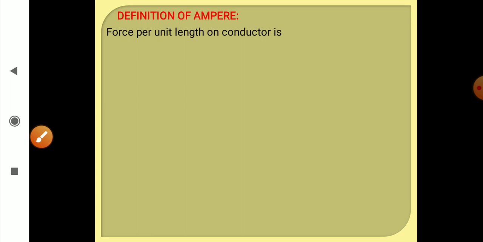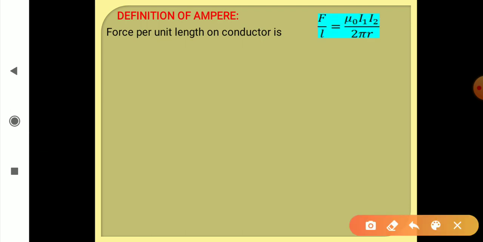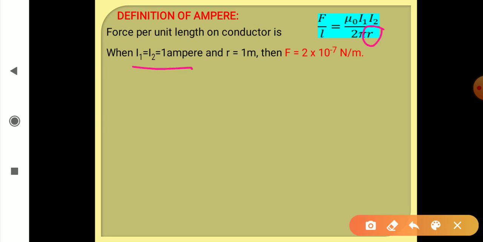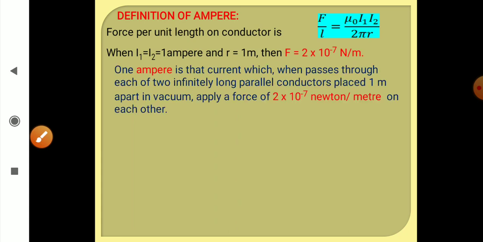The definition of ampere from here. Very important. This is the definition of a fundamental unit or SI unit. You have done this definition in class 11th also. So you know that force per unit length is given by mu naught I1 I2 upon 2 pi r. And here, if the currents are taken as 1 ampere and the distance between the conductors is taken as 1 meter, and putting the value of mu naught, then the force per unit length becomes 2 into 10 raised to the power minus 7 Newton per meter. So from here we define this definition.